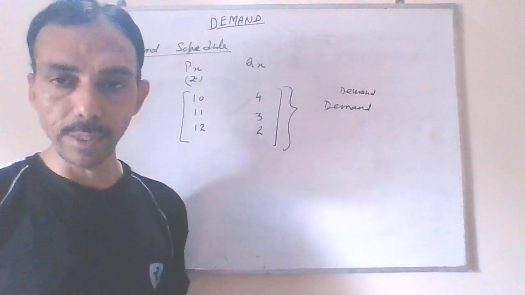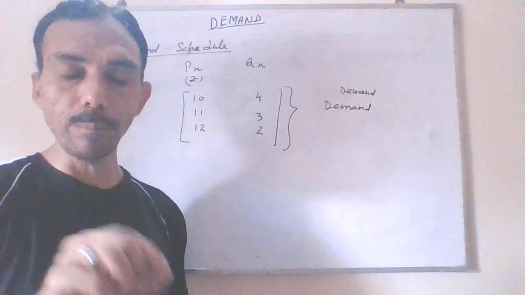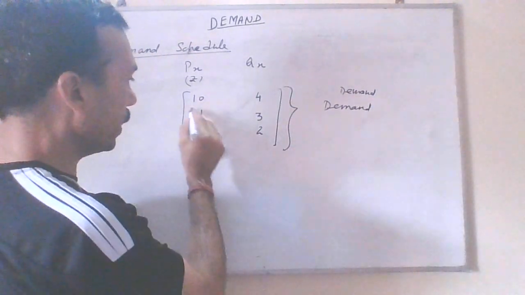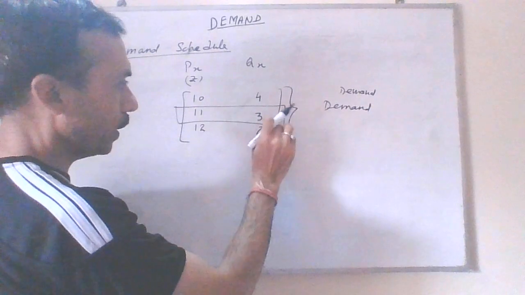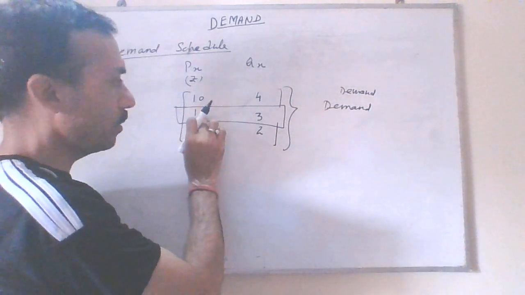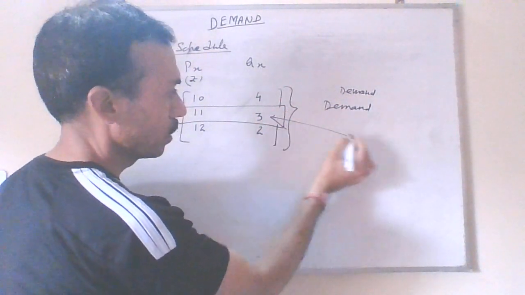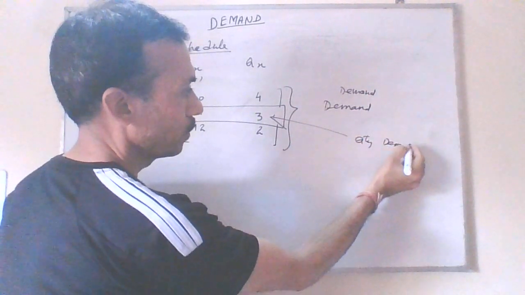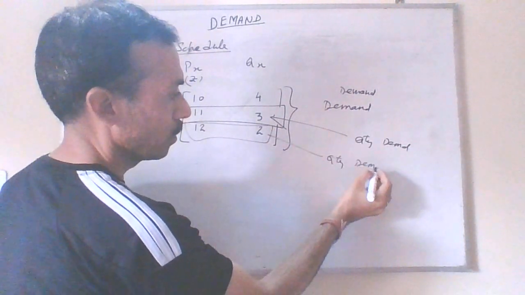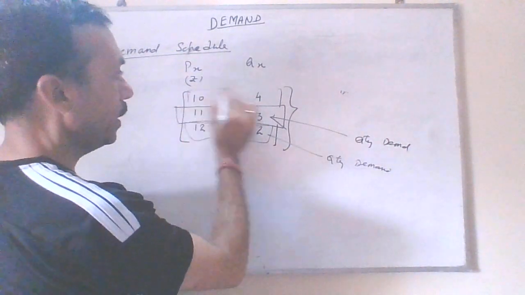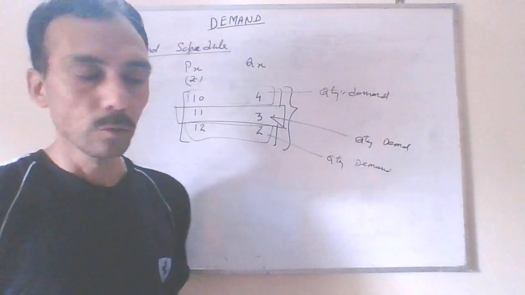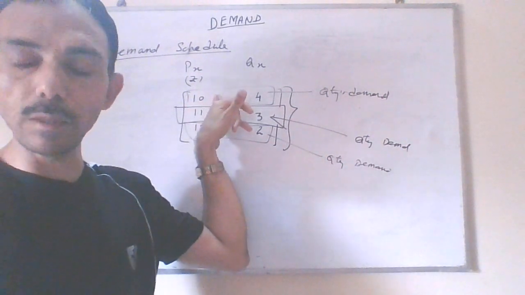And when a particular quantity is demanded by the consumer at a particular price at a given point of time, it is known as quantity demanded. So this is a quantity demanded, this individual one, because this quantity is demanded by the consumer at a particular point of time. When the price is 11, quantity demanded is 3. This is also another quantity demanded, and this is also a quantity demanded individually.